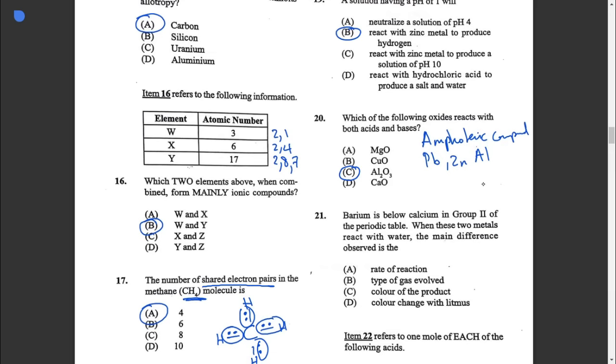Aluminum is representing its amphoteric partners in this case. So it's aluminum oxide.